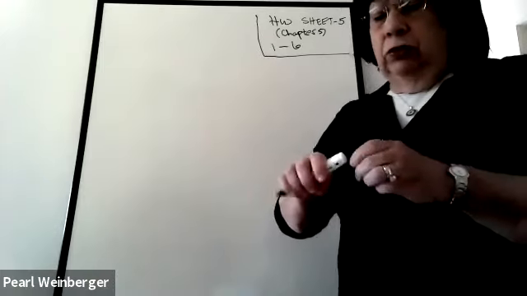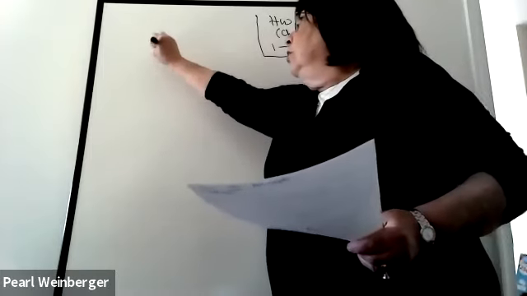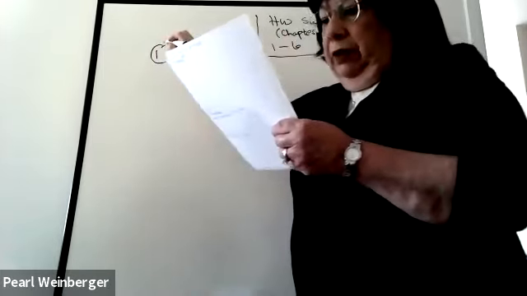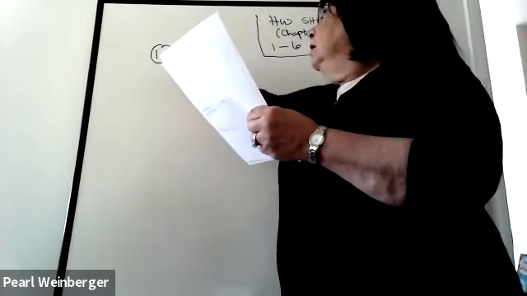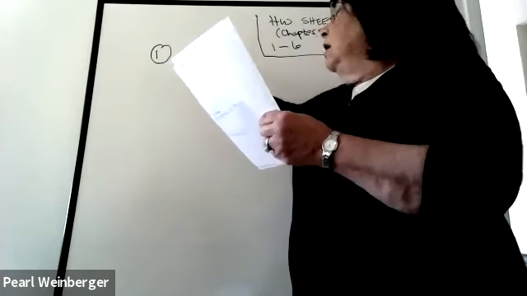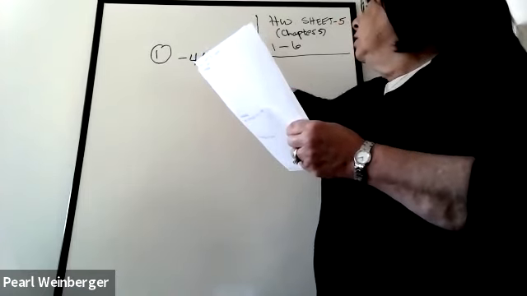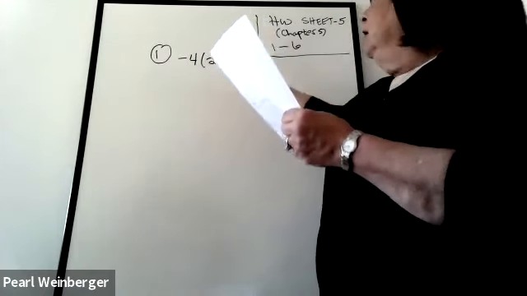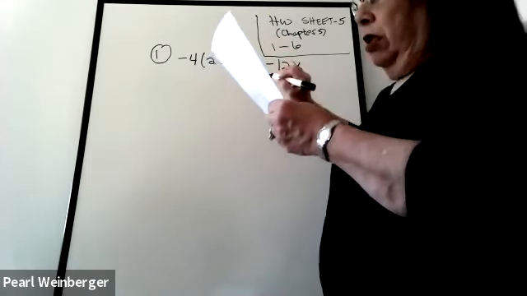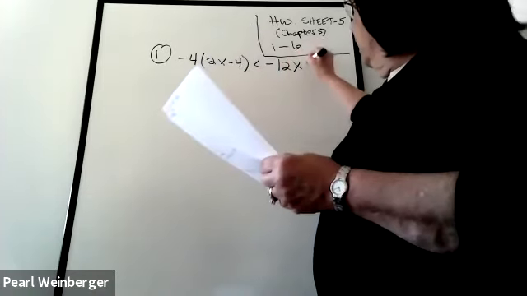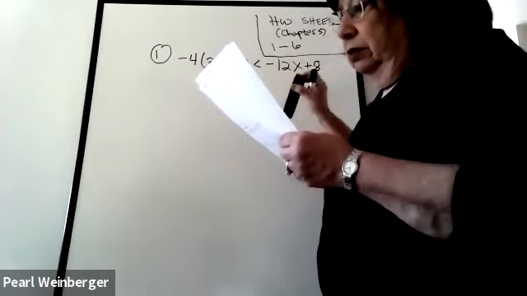So I'm going to give you a couple of minutes to try 2 examples and then we'll go over them. The first example that I want you to do is to solve this inequality: -4 times (2x minus 4) is less than -12x plus 28. I'm sorry, 28, not 8, 28.